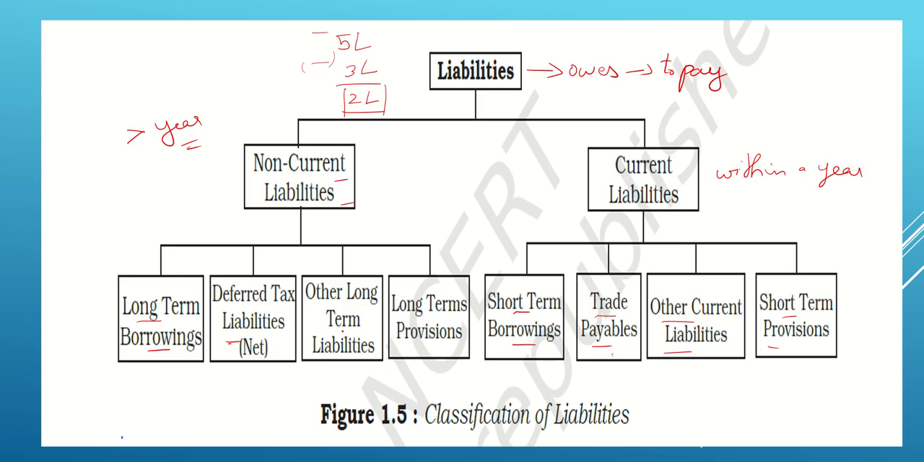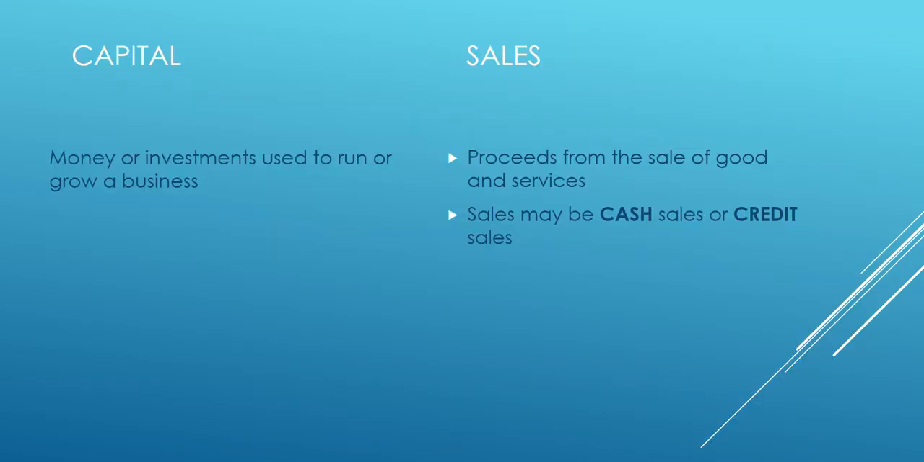Next, other long term liabilities. If there are any other long term liabilities, including the capital, they have to be mentioned under the liability column of your balance sheet. Likewise, if you are making any long term provisions, that also has to be mentioned here. Now we'll see what is next.